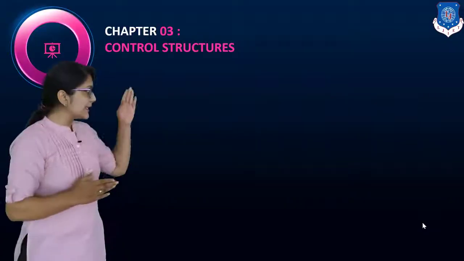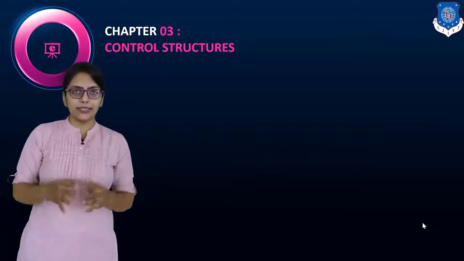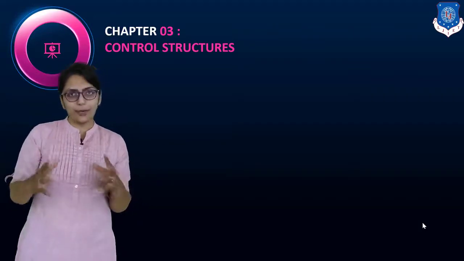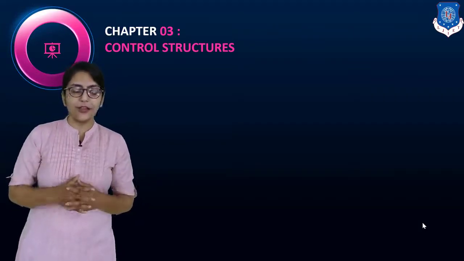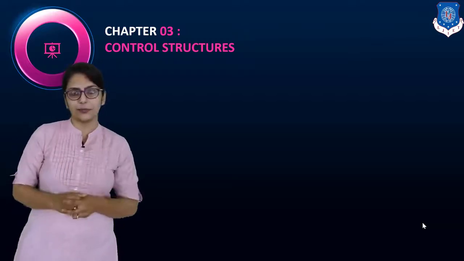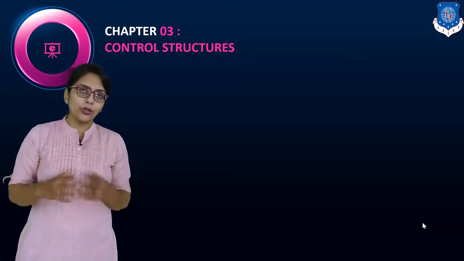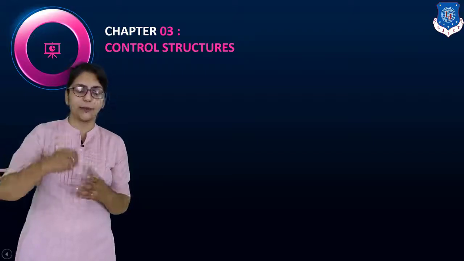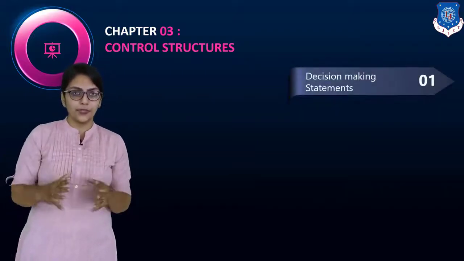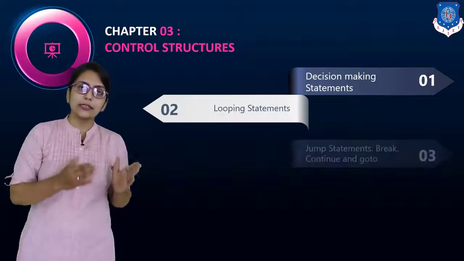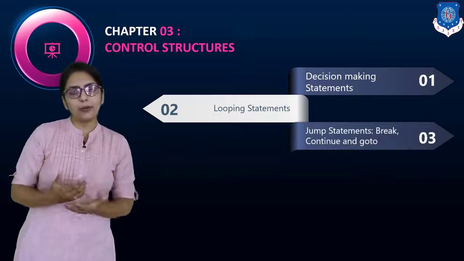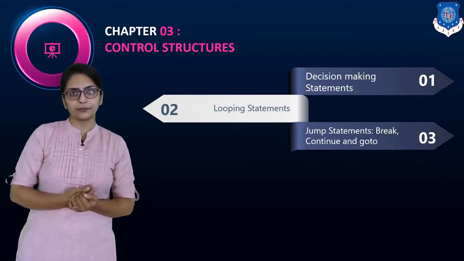Now, as it is in the title of the third chapter, that is control structures. Now, what do I mean by control structures? And what we are going to study in this chapter? Control structure consists of, or can be divided into three parts. First part is all about decision making statements. Now what do I mean by decision making statements?